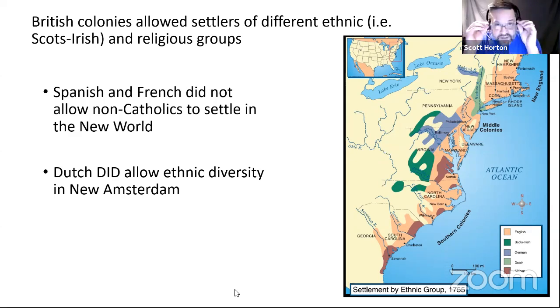So the British colonies did allow settlers of different ethnic groups and also different religious groups, which makes them very unique. In fact, the British sort of have this attitude about allowing the religious dissenters to leave. The Puritans is one example. The Catholics that come to Maryland is another example. The Quakers that come to Pennsylvania is a third example of that. The British were more than willing to allow those groups out of England to come and settle into the New World.